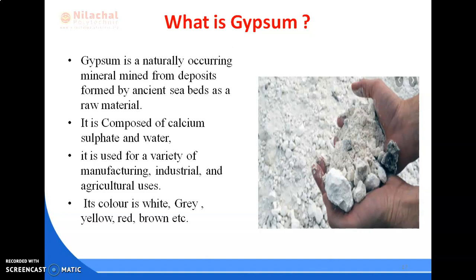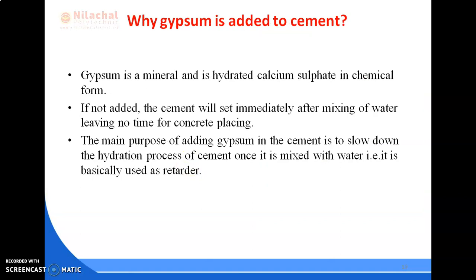Next, one more important thing: what is gypsum? Gypsum is a naturally occurring mineral mined from deposits formed by ancient seabeds. You can find it as a raw material, and it is composed of calcium sulfate and water. It is used for a variety of manufacturing, industrial and agricultural uses, and generally its color is white, grey, yellow, red, brown, etc. An important property of gypsum is that it is naturally fire resistant. So, it is also a 2-mark question and important. The next questions are also important.